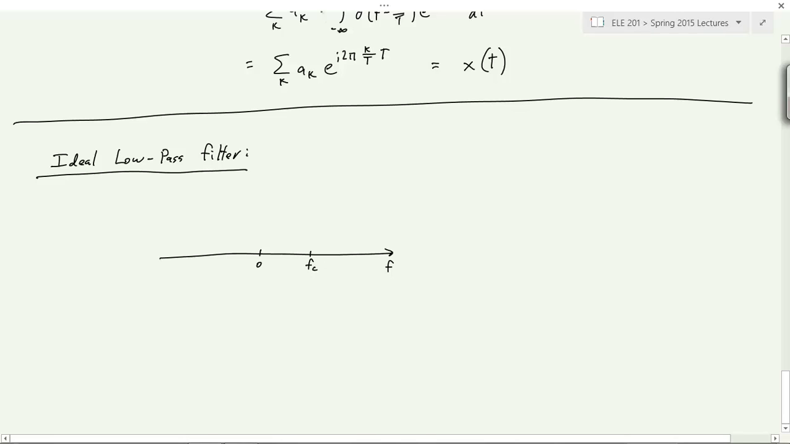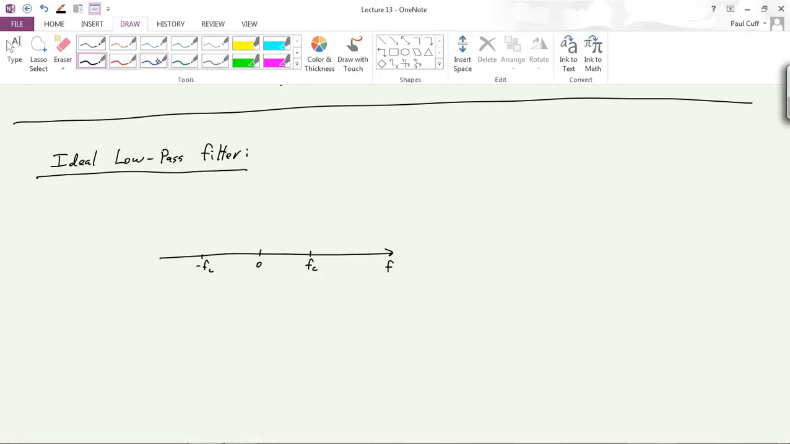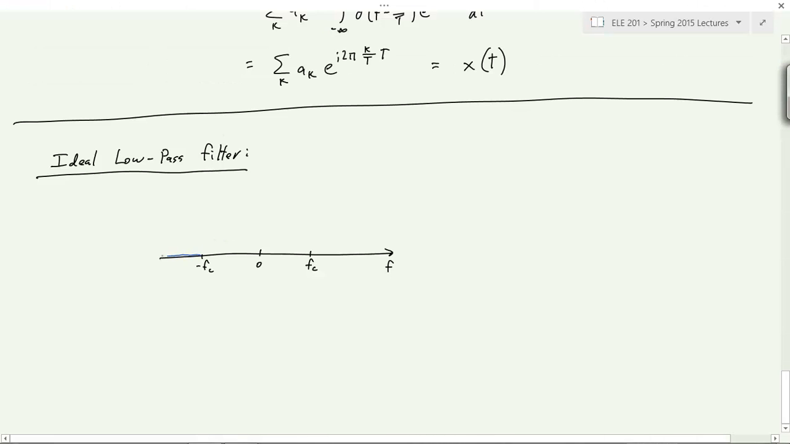So in the frequency domain, an ideal low-pass filter is the following. It just is 0 everywhere except within some range that is specified by a cutoff frequency fc. Within that range, it's 1, 0 everywhere else. So mathematically, we can say h of f equals a rect with width 2fc. So there's an ideal low-pass filter.